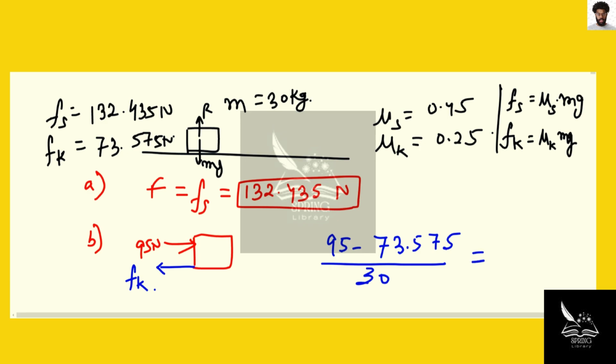Let's simplify, let's subtract 73.575 from 95 and divide it by 30, and we get the acceleration here as 0.714 meter per second square. So that's the acceleration of this block.